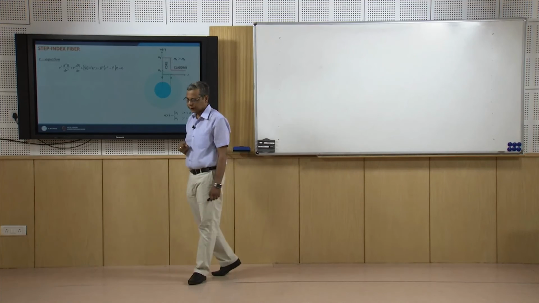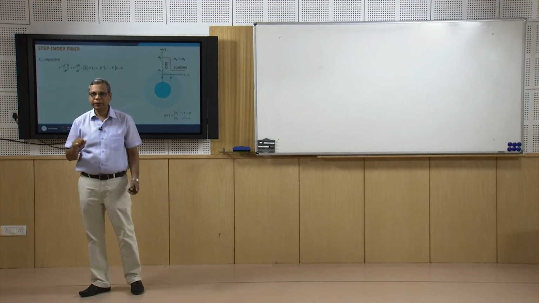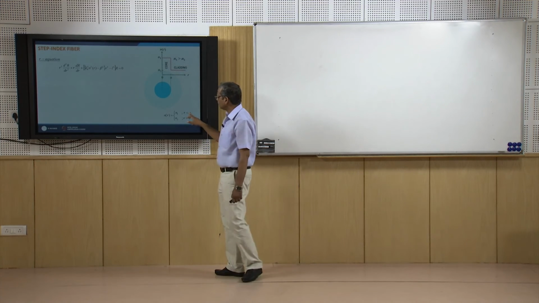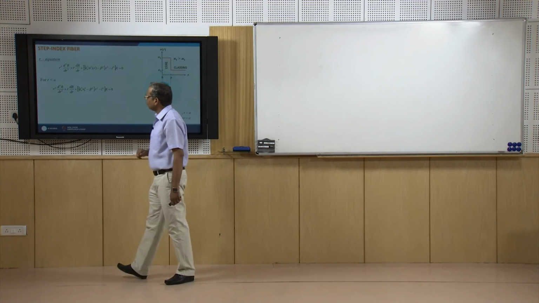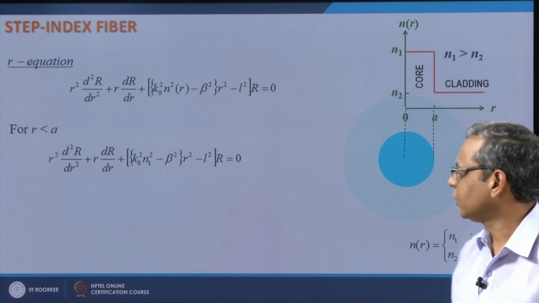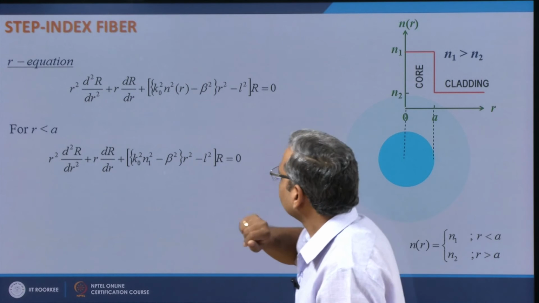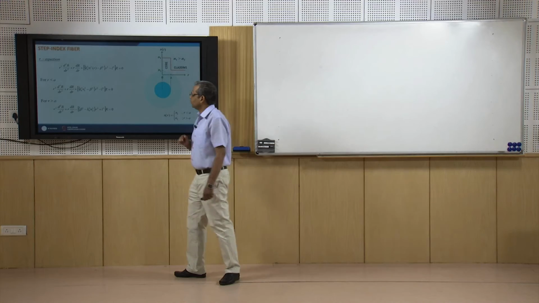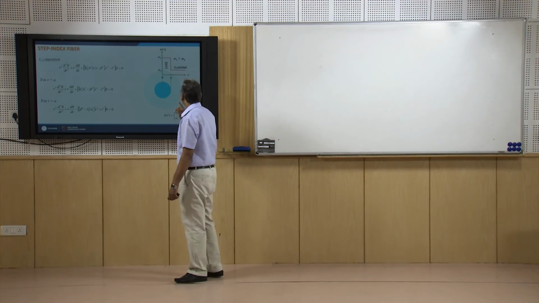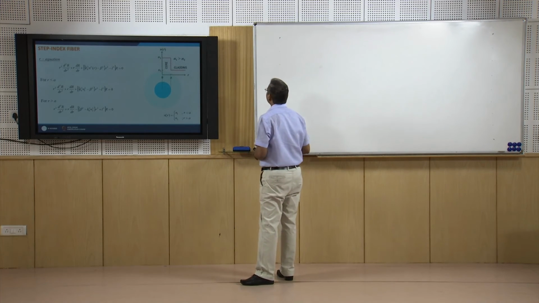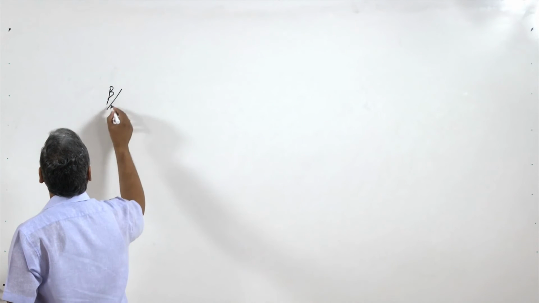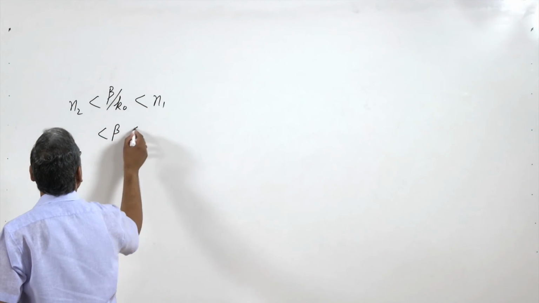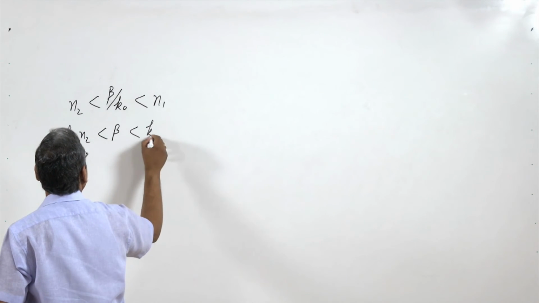The procedure to solve this equation is exactly the same as we have been doing for planar waveguides. What we will have to do? I will have to write this equation in this region, in the core and in the cladding. So in the core, which is defined by the region R less than A, this equation becomes this, and for R greater than A, which is the cladding region, the equation becomes this. We should pay attention again that for guided modes, beta over k naught should lie between n2 and n1. So beta lies between k naught n2 and k naught n1.